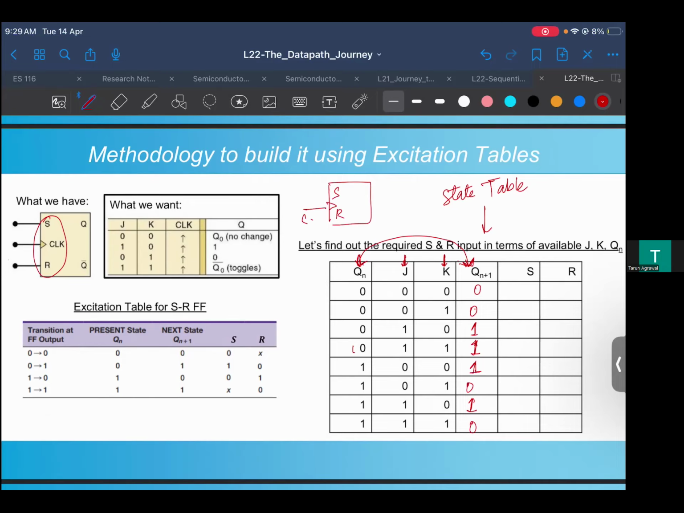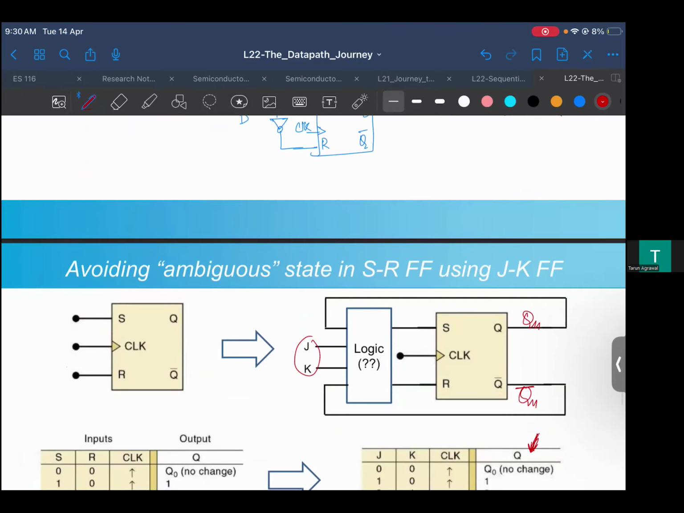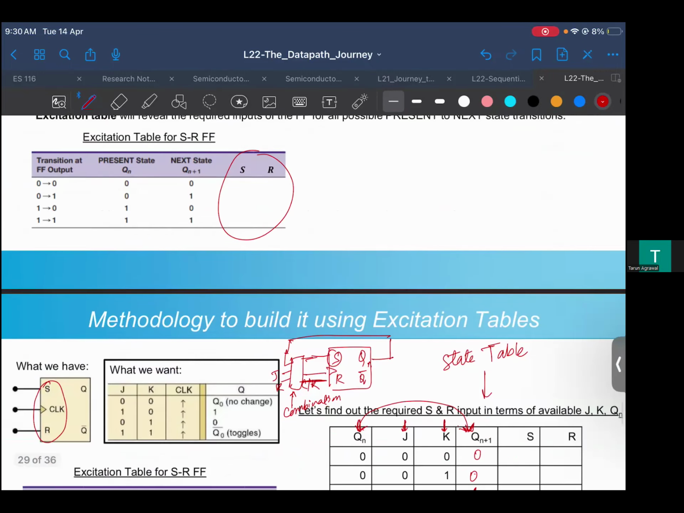Then Q and Q bar are this, right? So Qn, and then this logic, which is what we were saying, there is some logic which is going to come for both S and R. So the S and R outputs are basically a combinational logic. We know that based on the previous state and the inputs J and K, this is going to decide what S and R are, right? In terms of J and K, you have to define them.